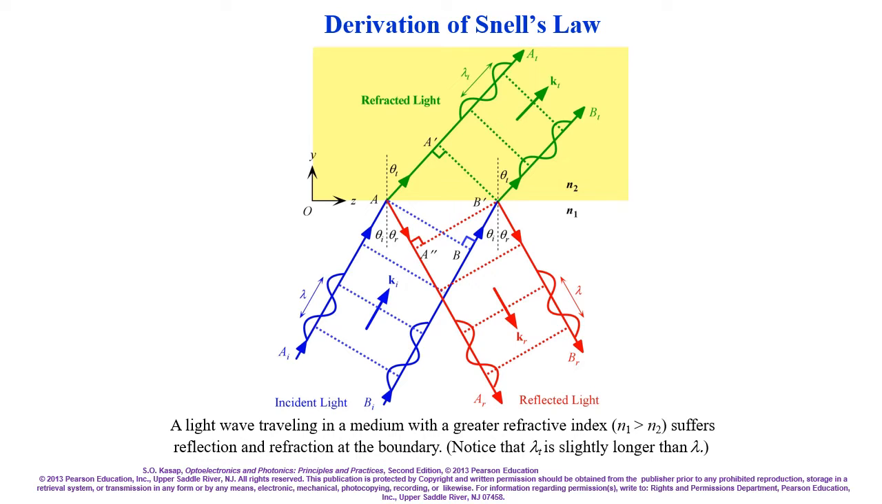Here we are seeing a light wave traveling in a medium with a greater refractive index, N1 higher than N2, suffering reflection and refraction at the boundary. Note that lambda 1, which is this one, is slightly longer than lambda 2. Here we can see that this wave goes from A to A prime in the N2 medium, and this wave, when it is at position B, goes from B to B prime in the N1 medium. So when deriving Snell's law, we should consider this concept.